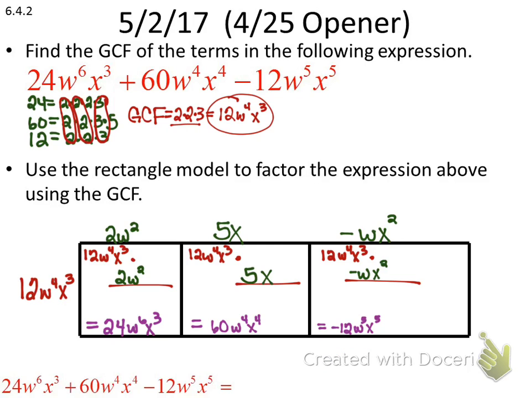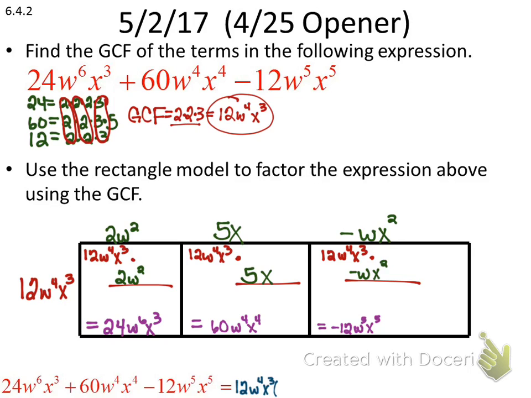So when I go to write the height times the width, what do I put down first? The height. Which is? 12w to the 4th x to the 3rd, and then parenthesis, because we're doing what with it, Kijan? Anytime you have a number touching a parenthesis, it means to multiply. Good. Now I can put in my width.